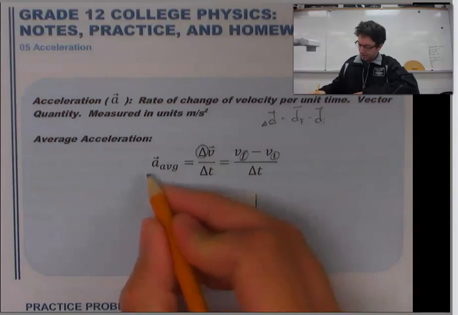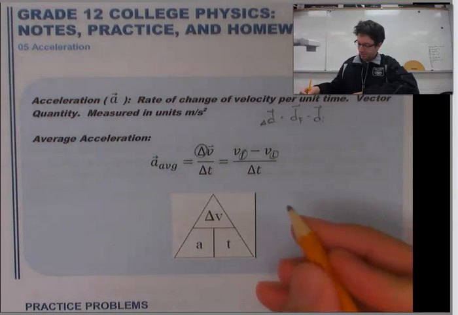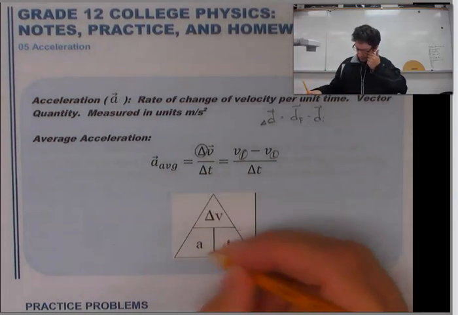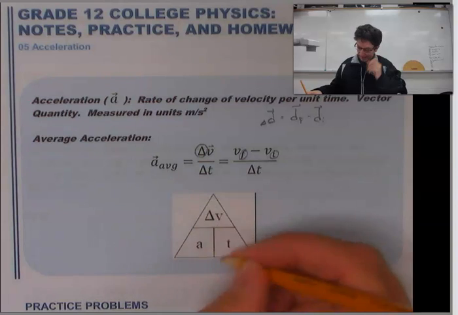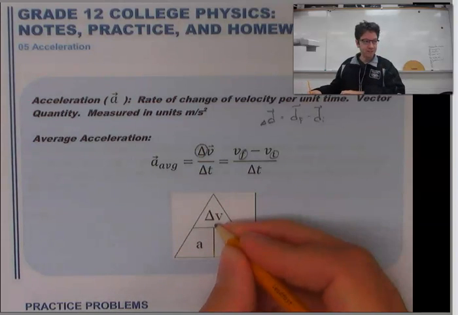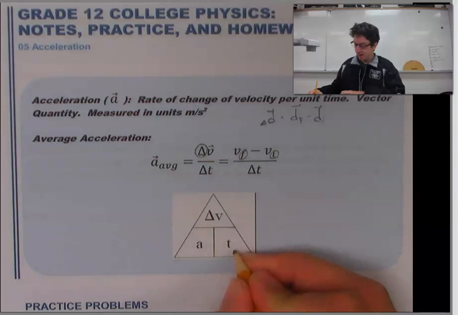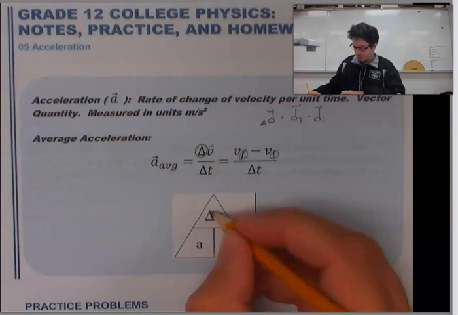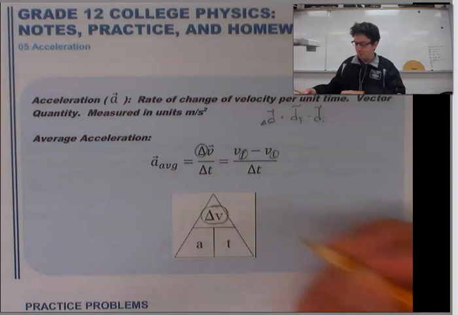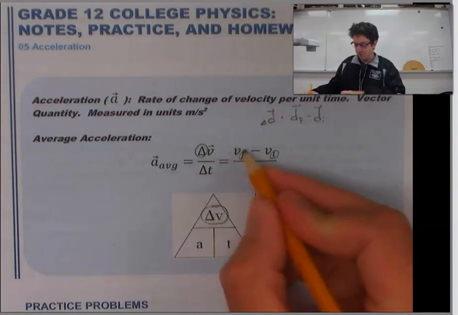Okay, so there's our equation. You can put it in a triangle like this, where you'd have delta v at the top, acceleration and time, and you can rearrange. Just remember, this will still need to be expanded into Vf minus Vi.